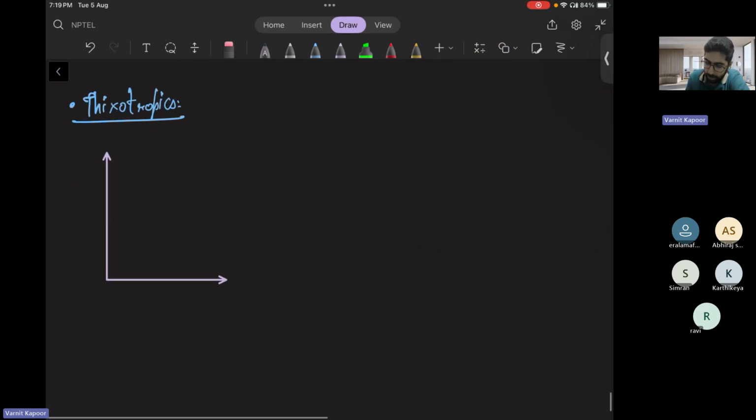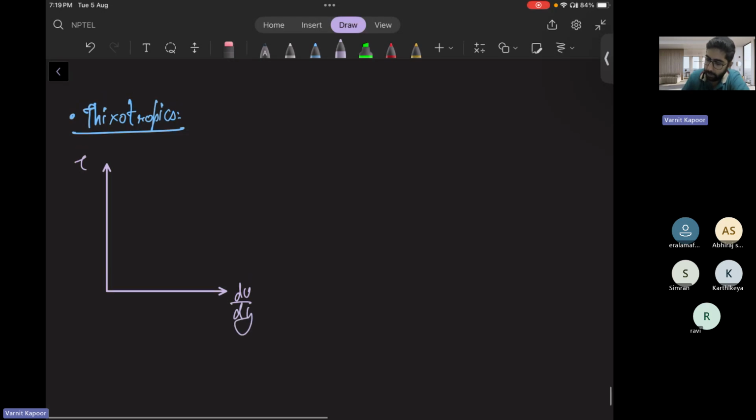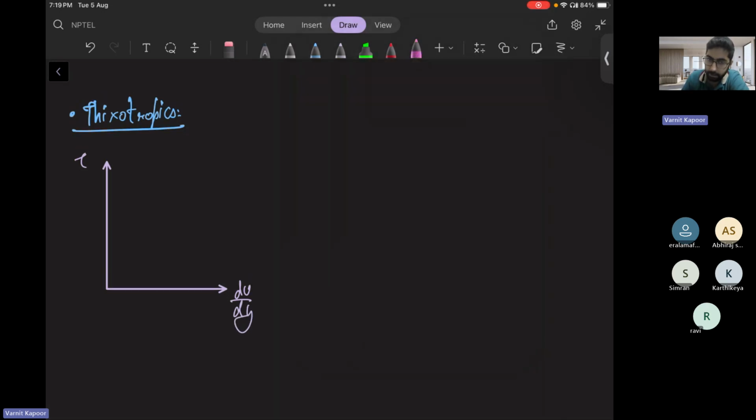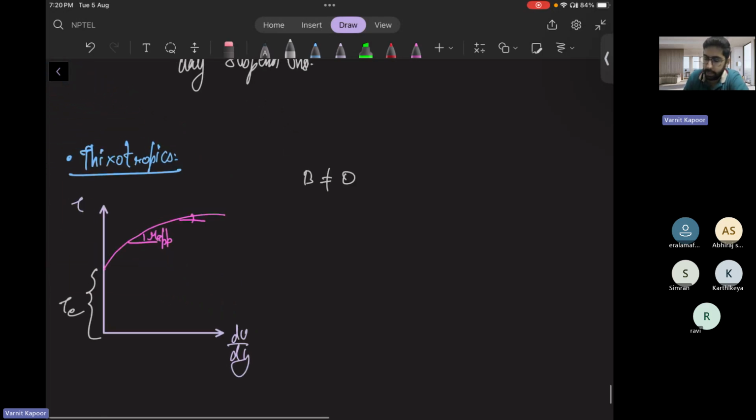make this shear stress versus du by dy. So I've used the pink color for thixotropics. So this is starting not from origin, and this is your mu apparent. This is again decreasing. Mu apparent is decreasing, and initially there is a value that is tau e. So again, B is non-zero here, as well as B is equal to tau e in this case, and it is same like pseudoplastics again.